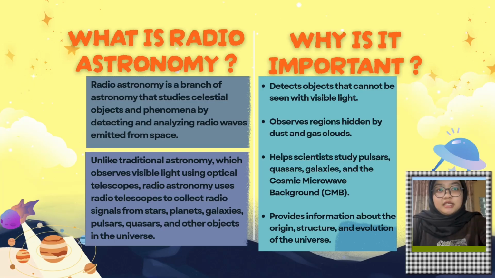Radio astronomy is the study of celestial objects using radio waves emitted from space. Unlike optical astronomy, which observes visible light, radio astronomy uses radio telescopes to detect signals from stars, planets, galaxies, pulsars, and quasars. It can observe regions hidden by dust and gas clouds and detect objects that cannot be seen with visible light. Radio astronomy also helps scientists study the cosmic microwave background and provides valuable information about the origin, structure, and the evolution of the universe.